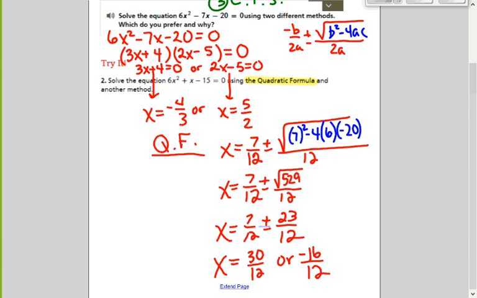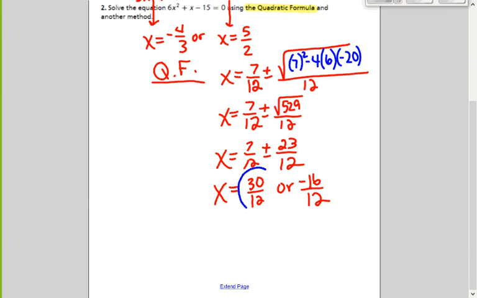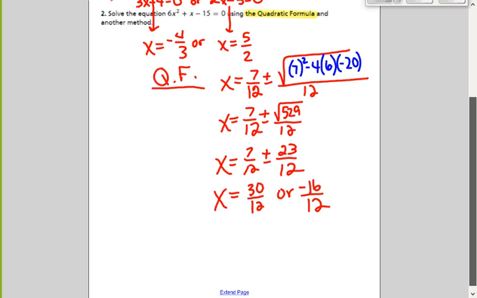So if you're wondering where our 2 solutions come from, if we reduce these fractions, 30 over 12 reduces to 5/2. Negative 16 over 12 reduces to negative 4/3. So we showed the same problem. Both solutions showed up whether we did factoring or the quadratic formula. Any questions on example 2? It's just sort of like having 2 different tools in the toolkit so that you can solve problems in multiple ways.